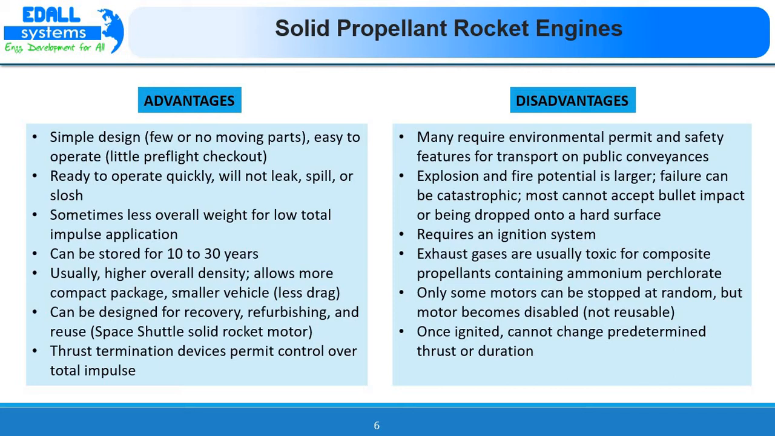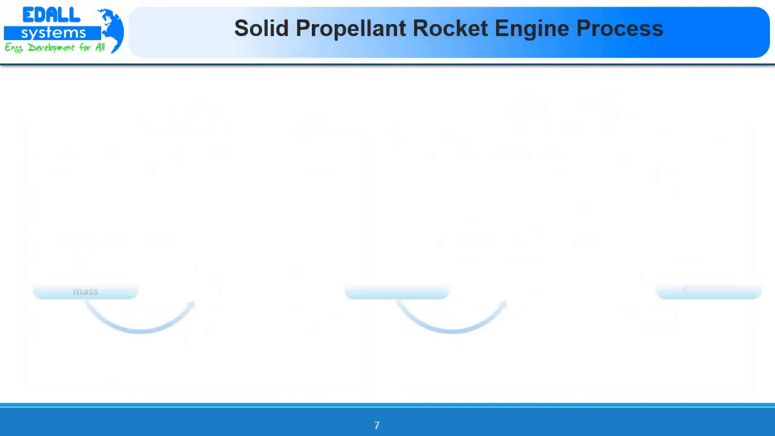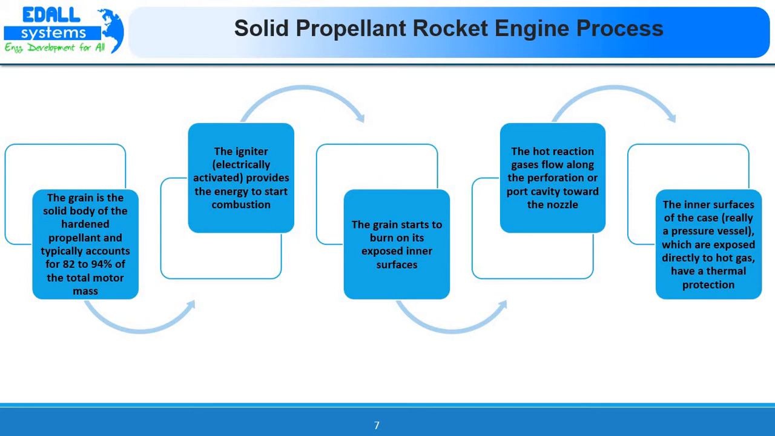So even if we are able to stop the solid propellant rocket motor which is burning, we won't be able to use the same rocket motor again because it will be disabled. Then, once ignited, it cannot change predetermined thrust or duration. Yes, once the solid grain has been ignited, we cannot change the predetermined thrust or the duration, which is pre-analyzed. Then we will see the process of the solid propellant rocket engine, how it works.